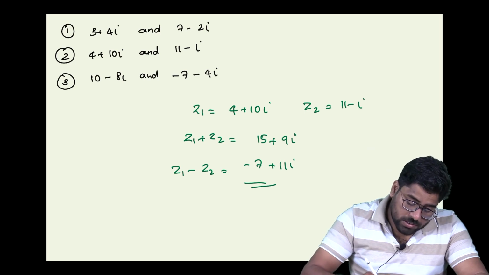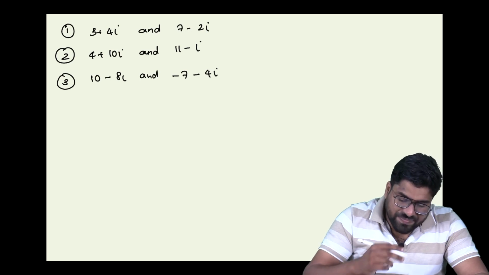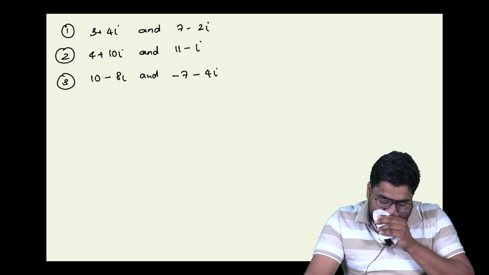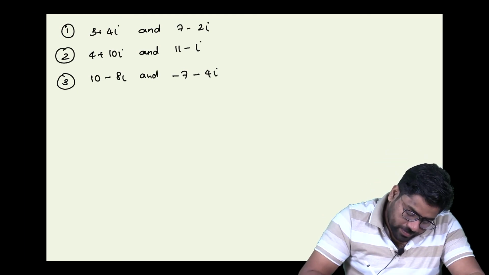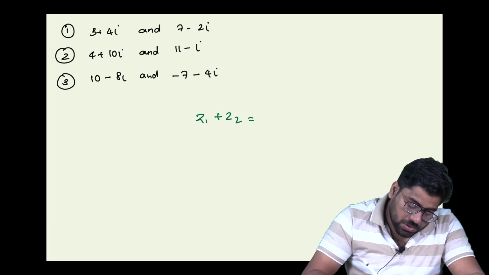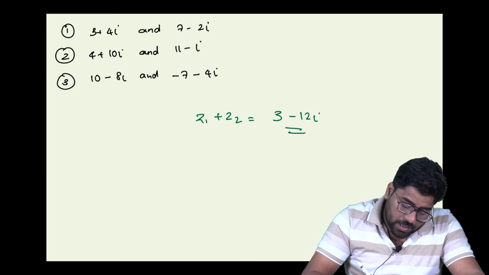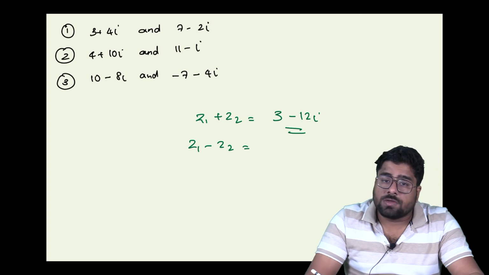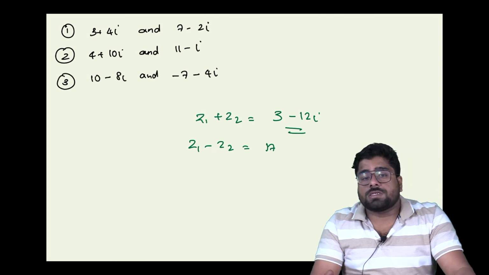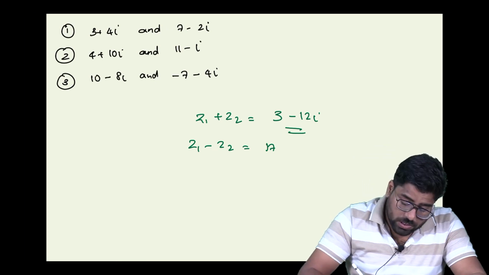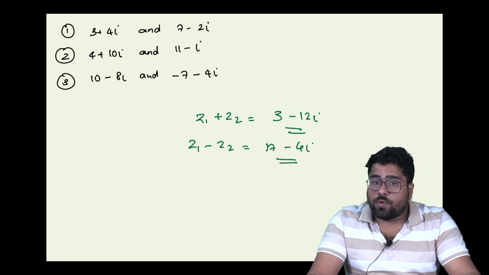Now let us do the third question. Z1 plus Z2 is going to be 10 minus 7 is 3, and minus 8 minus 4 is going to be minus 12i. And again Z1 minus Z2 is going to be 10 minus of minus 7, which is 10 plus 7, so 17, and minus 8 minus of minus 4 is minus 8 plus 4, which is equal to minus 4i. So it is going to be 3 minus 12i and 17 minus 4i respectively.